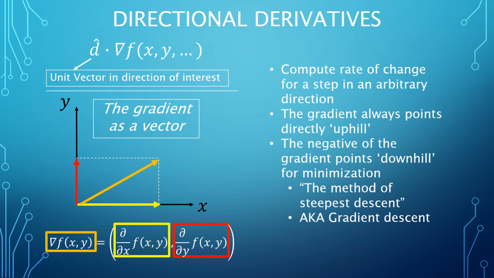As was mentioned earlier, optimization problems are usually framed as minimization problems. In those cases, the negative of the gradient then provides the direction of steepest descent, the optimal path to take for minimization.